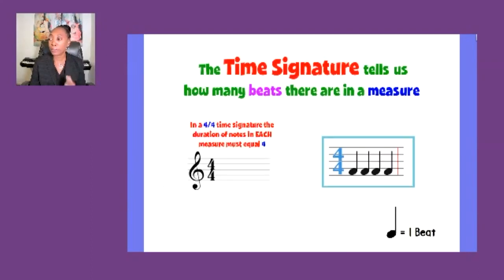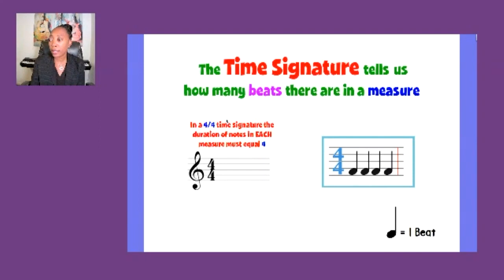And I can go a little bit further and show you what it looks like. So the time signature tells us how many beats there are in a measure. Here is this little rectangular box that's light blue, and you see a 4-4 time signature, and we have how many quarter notes? One, two, three, four quarter notes in this measure, all equal four beats. And that's why we know that this is accurate, because we have four quarter notes in this one measure in this time signature of 4-4.